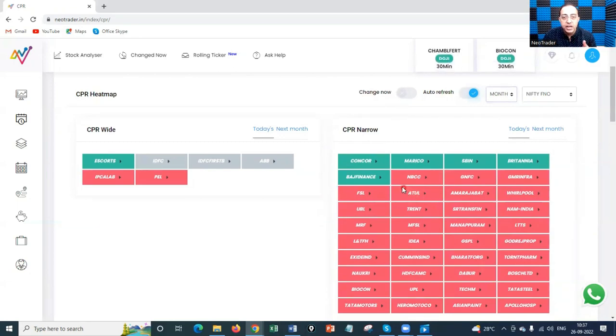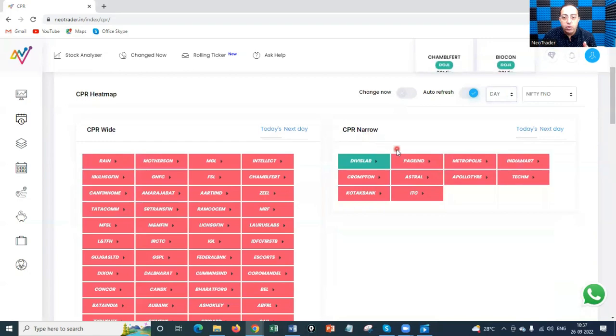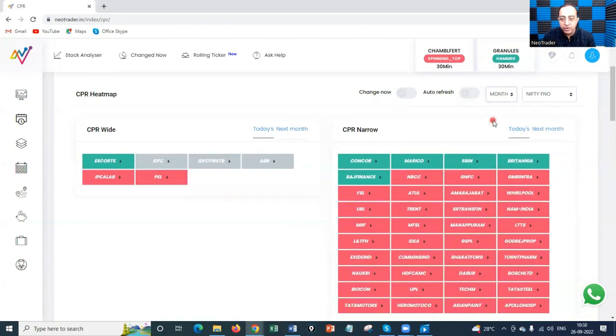because you know that yes, there is a CPR narrow on a monthly basis. So auto refresh was on, so you can see here that the auto refresh brought me back to the daily. Now if I turn the auto refresh off, then I again go back to the month, you can see here that these are the monthly narrow and these are the monthly wide. Come the end of the month, this entire list will change.